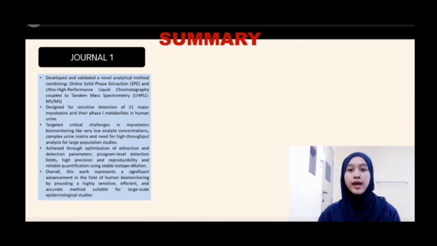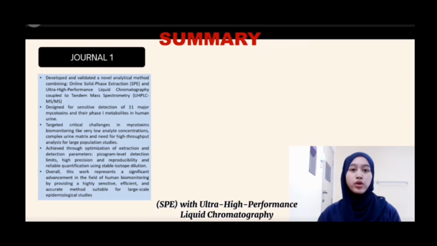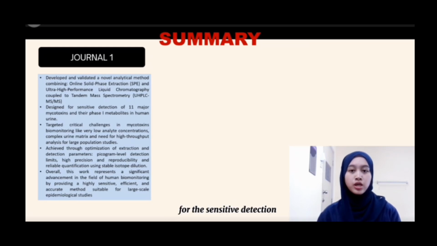For the Journal 1, this study successfully developed and validated a novel analytical method that combines online solid phase extraction (SPE) with ultra-high performance liquid chromatography coupled to tandem mass spectrometry for the sensitive detection of 11 significant mycotoxins and their phase 1 metabolites in human urine. The method was designed to address critical challenges in mycotoxin biomonitoring, such as the low concentration of analytes, complex urine matrix, and the need for high sample throughput.